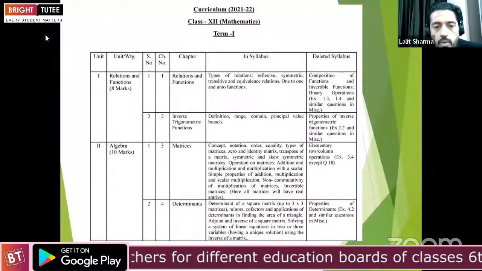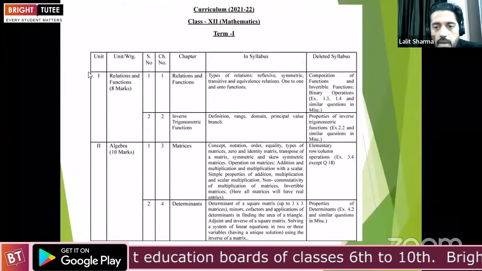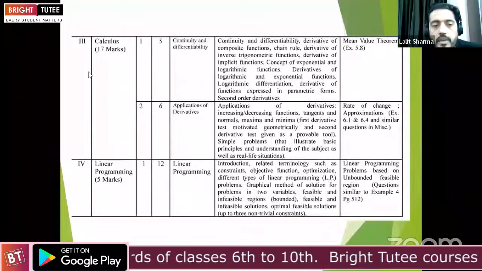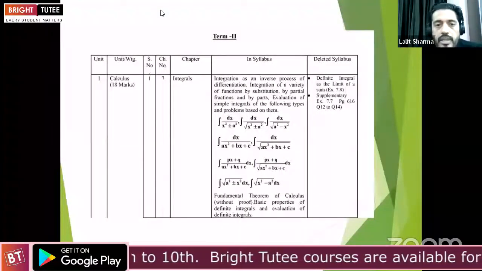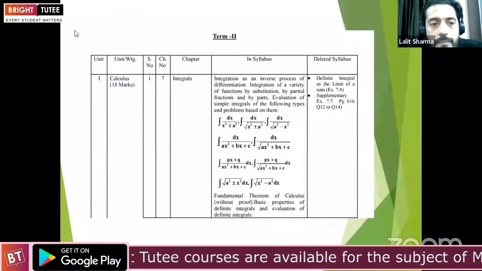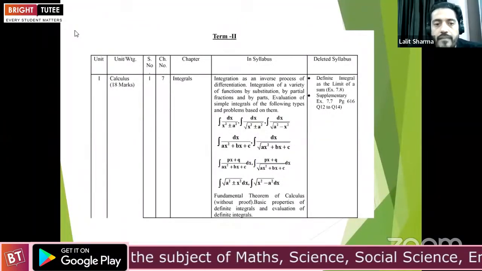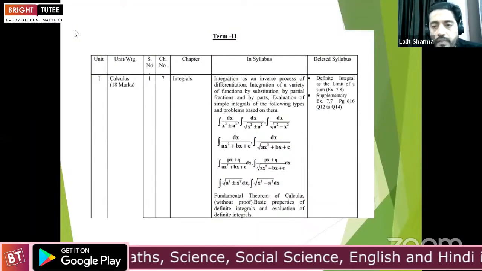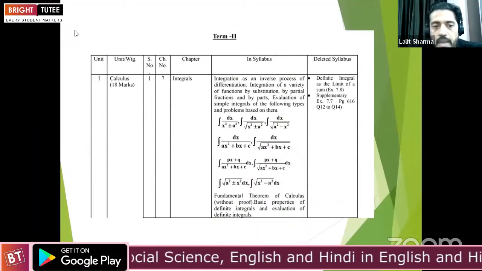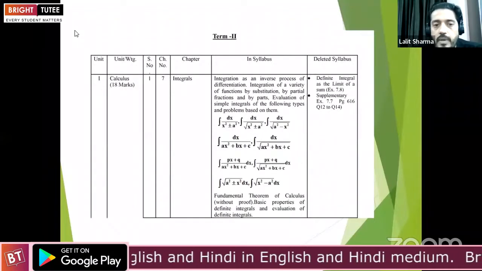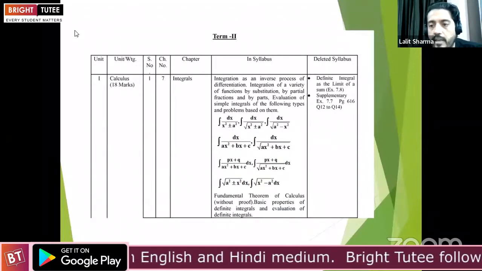Now just pass on to term 2. This is a combined material which we have made for both the examinations. Okay, now it's fine. So, as you know that in term 2 we have calculus which has weightage of 18 marks out of 40, and the very first chapter which we cover in calculus for term 2 is integrals.